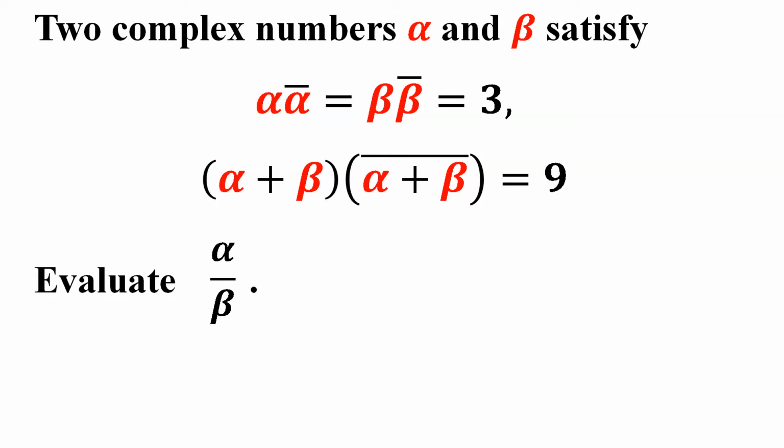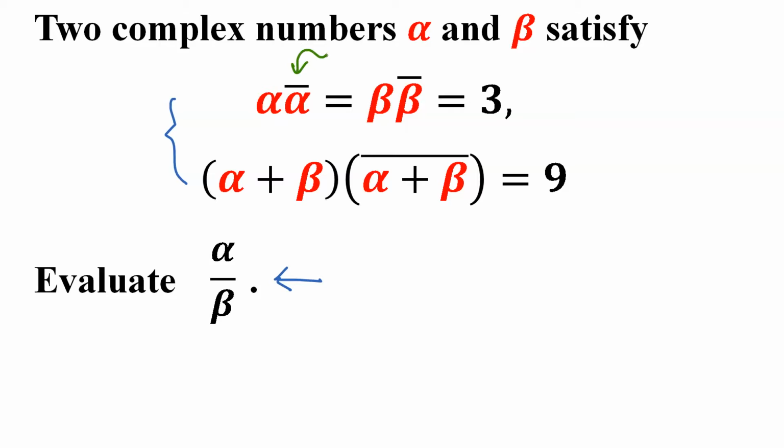Today we are going to solve the following complex number problem. Two complex numbers alpha and beta satisfy these two relations, and we need to find the value of alpha over beta.